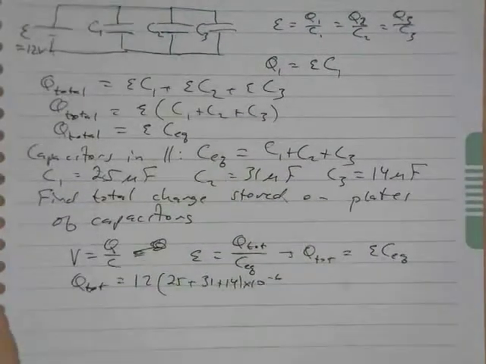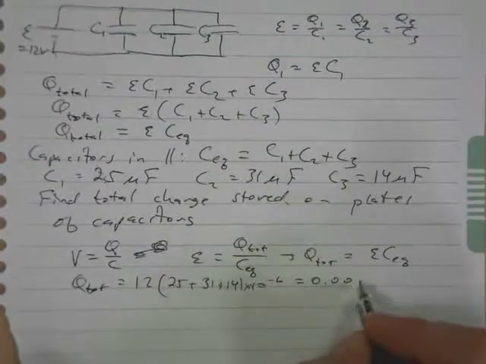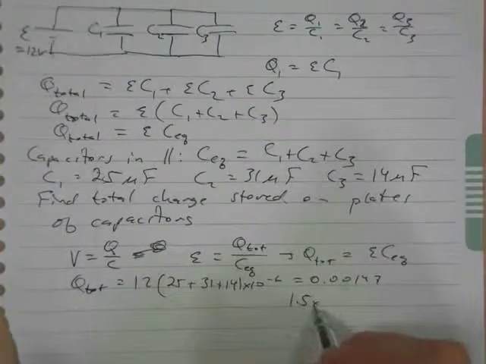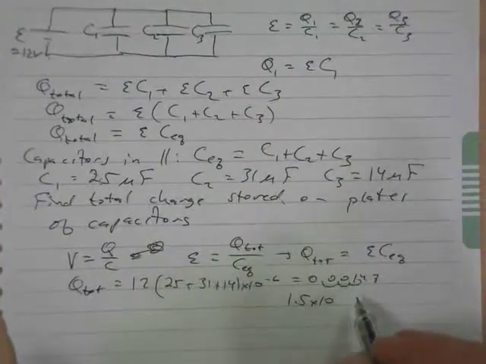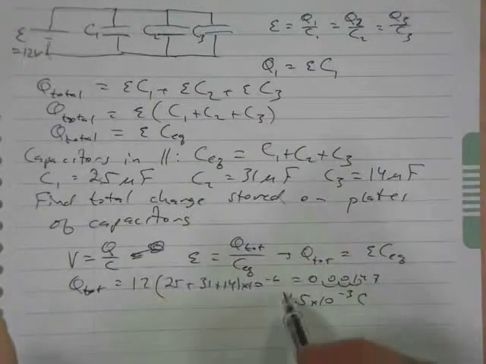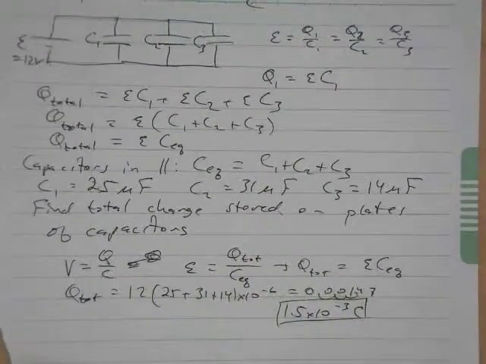And I can punch that into my calculator. I take 25 plus 31 plus 14 times 12, e negative 6, and find the total charge. It comes out to 0.00147, or about 1.5 times 10 to the minus third coulombs, which is actually a fair quantity of charge. So that's how we deal with capacitors in parallel.